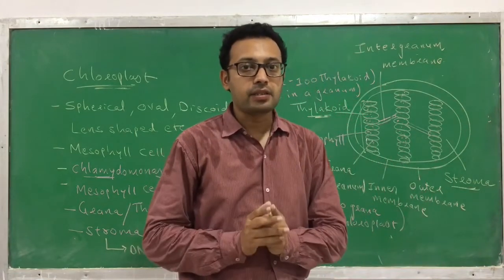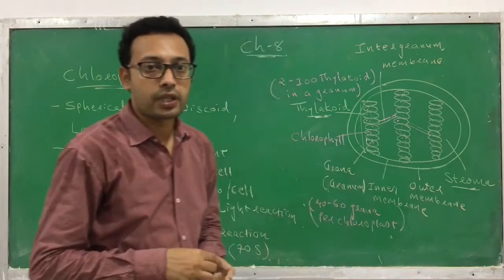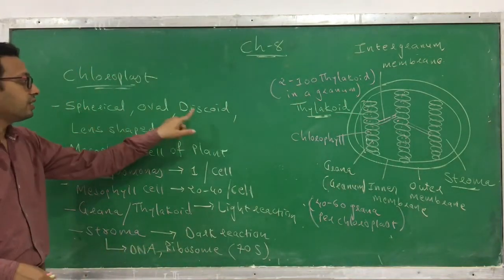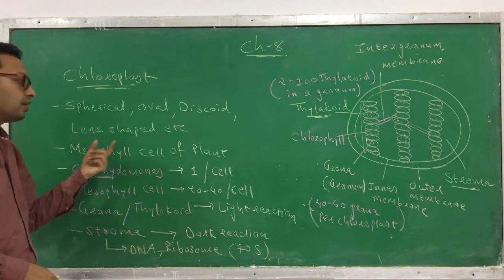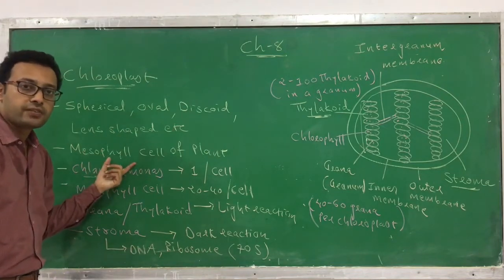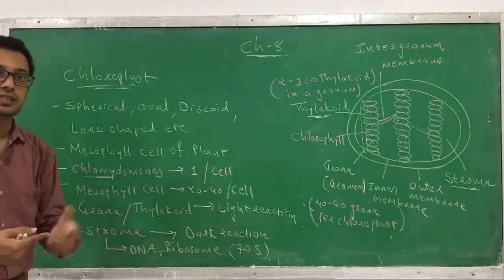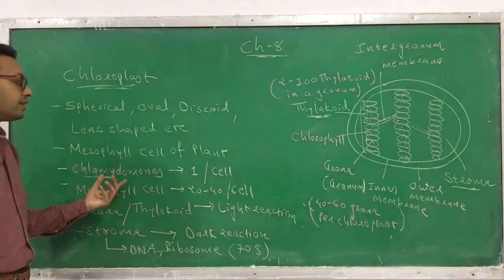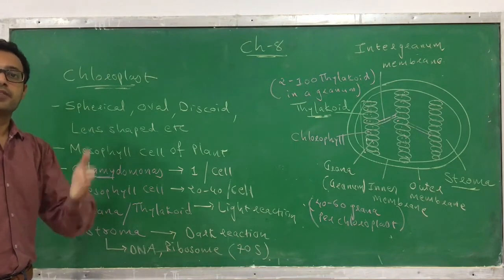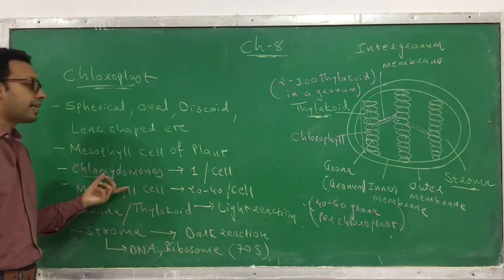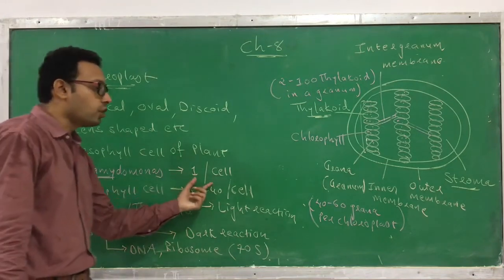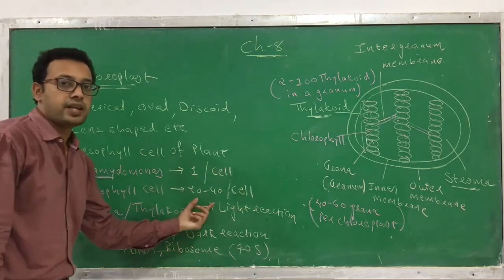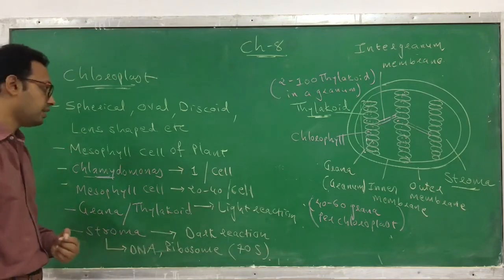I again repeat the whole chloroplast, so you can come to know that the chloroplast is of spherical, oval, discoid, or lens shape. Usually it is found in the mesophyll of a cell. Students, make a sentence. I have already told you, so make a sentence like this. The number of chloroplasts varies from cell to cell. Like Chlamydomonas contains 1 chloroplast per cell. A mesophyll cell contains 20 to 40 chloroplasts per cell.